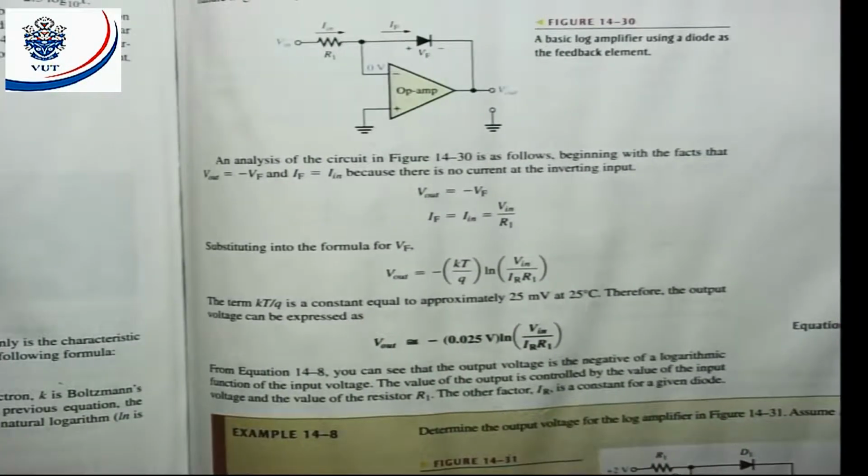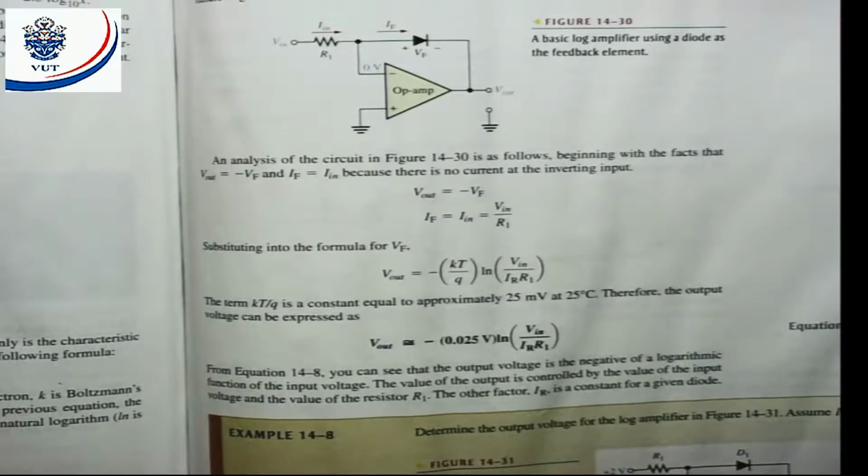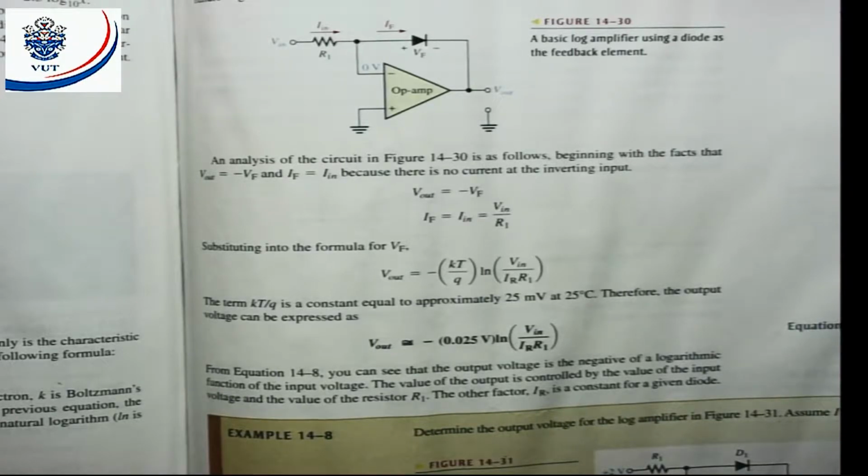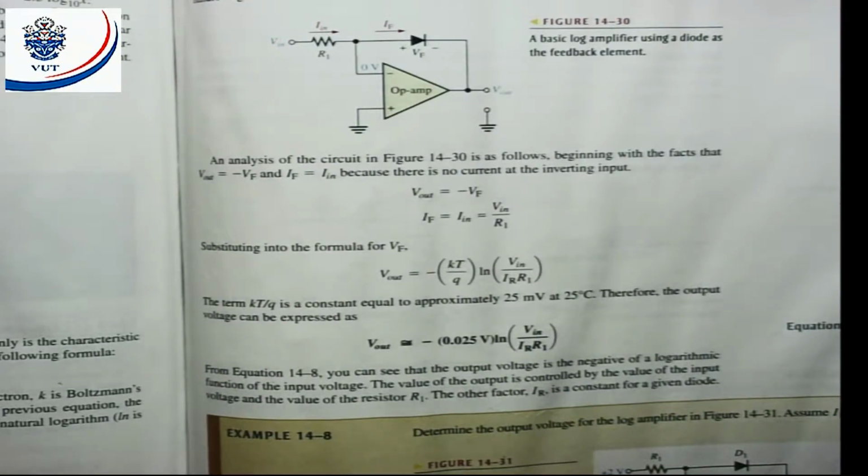All right, what do we have in a log amplifier? We've got an op-amp, and we've got a diode placed in my feedback loop. A diode placed in my feedback loop. Now in this case, what must my input voltage be for that circuit to operate? My input voltage, what must it be, positive or negative?